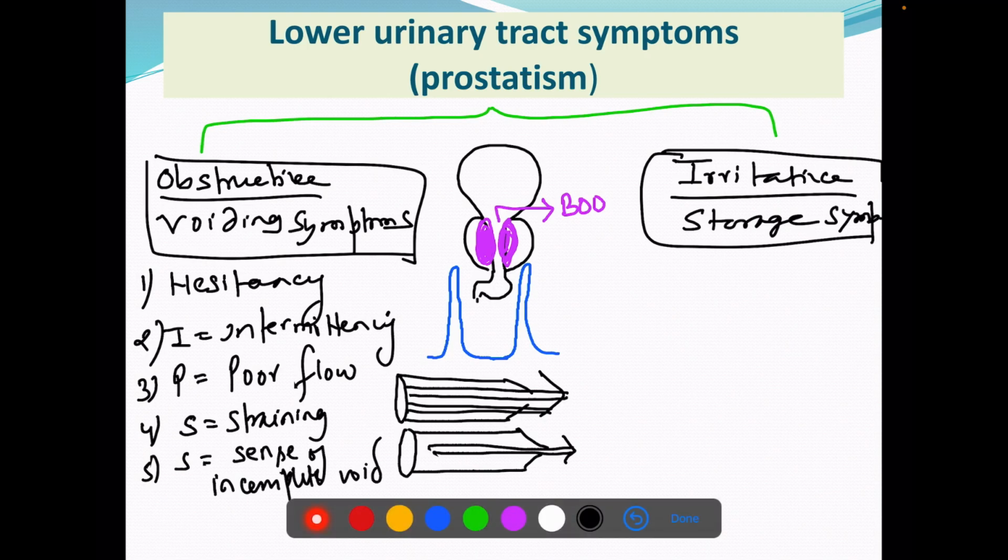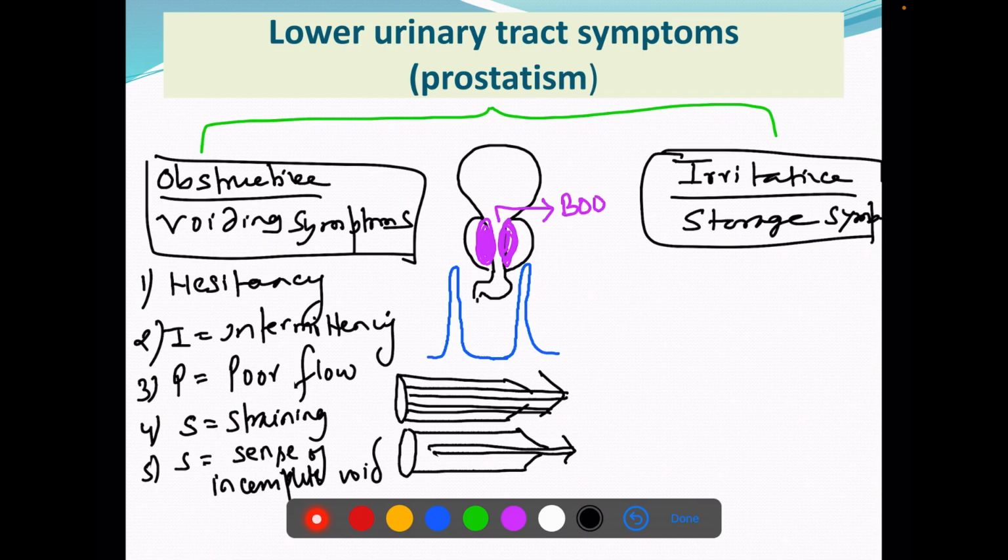That means even when the patient finishes his micturition, he feels that there is urine still remaining inside the bladder. It is known as sense of incomplete voiding. There are other obstructive features as well, like post void dribbling. That means after micturition, the patient feels that some drops of urine fell down into his undergarment. That is, terminal release of drops of urine at the end of micturition is known as post void dribbling.